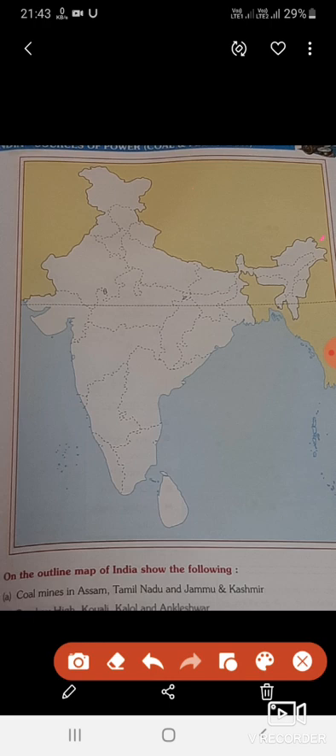Now, next I am going to explain the implication of the coastline. Now, what is the implication of the coastline? Now, the long coastline has given a tremendous boost to India's maritime trade. The word maritime means oceanic trade.